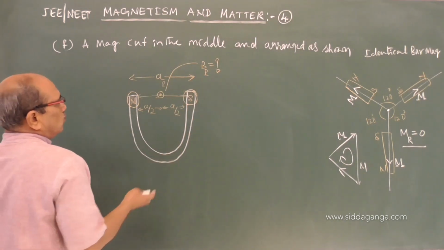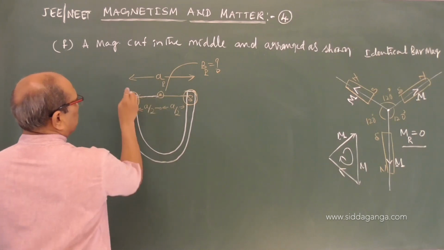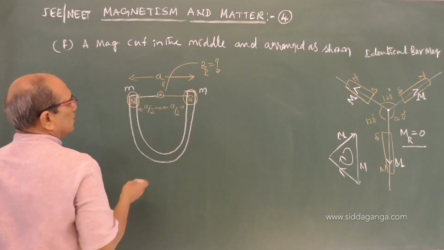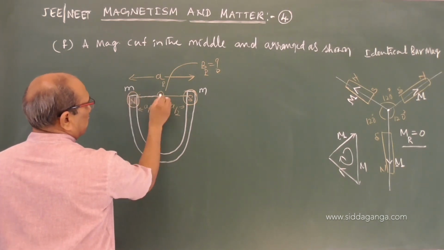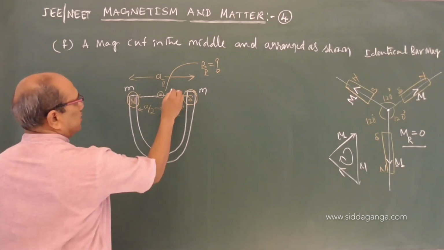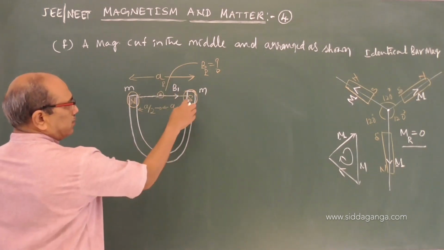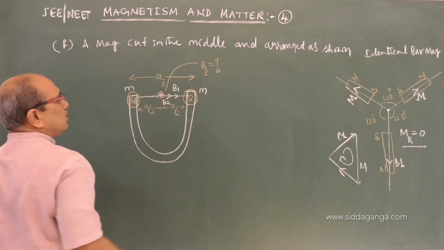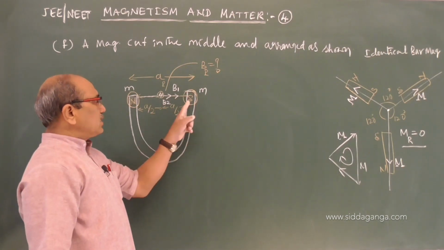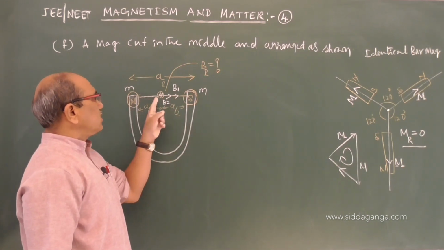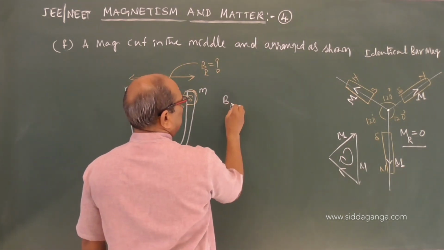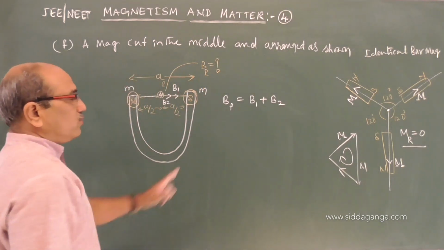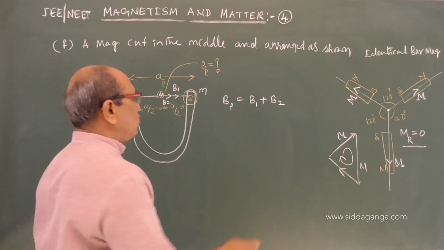If you look into this, pole strengths are M and M. The distance is A by 2. Now this pole produces the field away from that. If I write it as B1, south pole of pole strength M also acts in the same direction. At this point, field due to pole S is towards, field due to pole north is away. Therefore, the magnetic field at P is B1 plus B2. You come to know in case of pole, the distance is known.